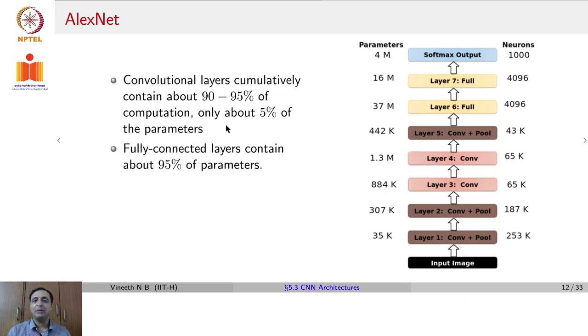Although they have only 5% of the parameters, remember, in convolution, you have to take the same weight and keep placing it on every location in the original image and get the output. Although the weights are few, the number of computations is high in a convolutional layer. So 90 to 95% of computation sits in the convolutional layers, whereas 90 to 95% of the parameters lies in the fully connected layers.